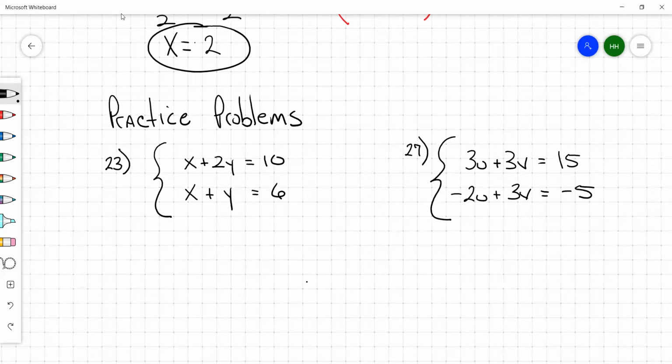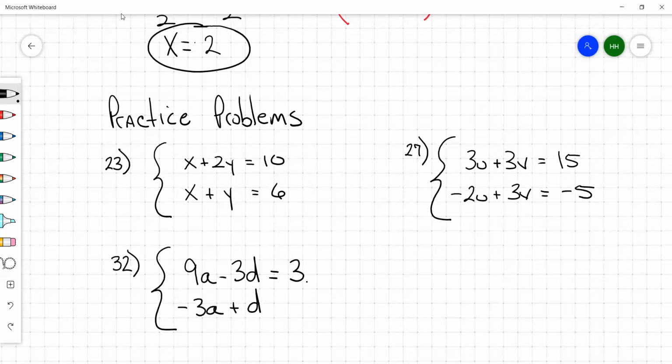And then we'll do this number 32 here. 9a minus 3d equals 3. Negative 3a plus d equals negative 1. And one more. This is going to be 33. 2a plus 3b equals 12. 5a minus b equals 13.